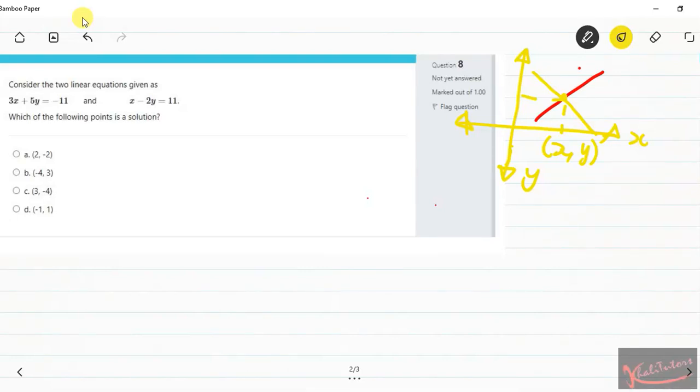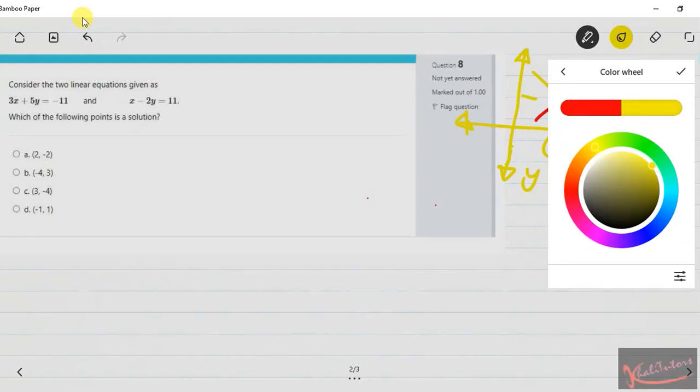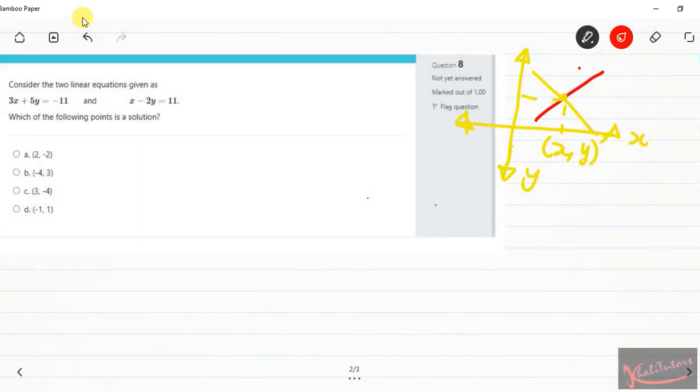Let me change back to red. Okay, so we're going to use simultaneous equations to solve this. When you're doing simultaneous equations, you can take any of these two equations and make one variable the subject of the formula, and then take that and substitute it into the other equation.